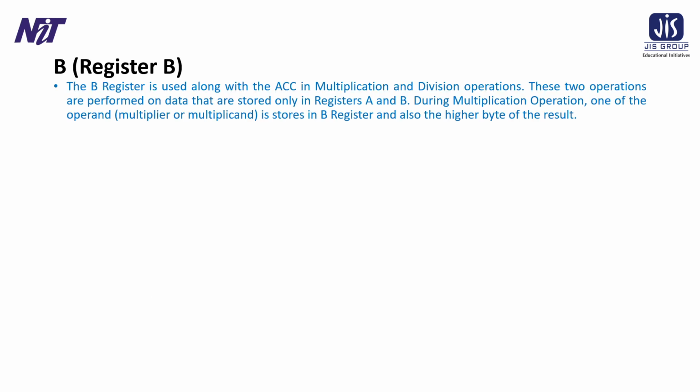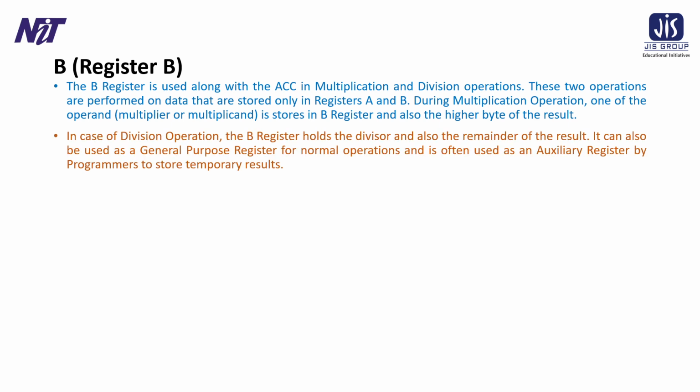Now register B. Register B is used along with the accumulator in multiplication and division operations. These two operations are performed on the data that is stored only in registers A and B. During a multiplication operation, one of the operands, multiplier or multiplicand, is stored in register B, and also the higher byte of the result. In case of the division operation, register B holds the divisor and also the remainder of the result.